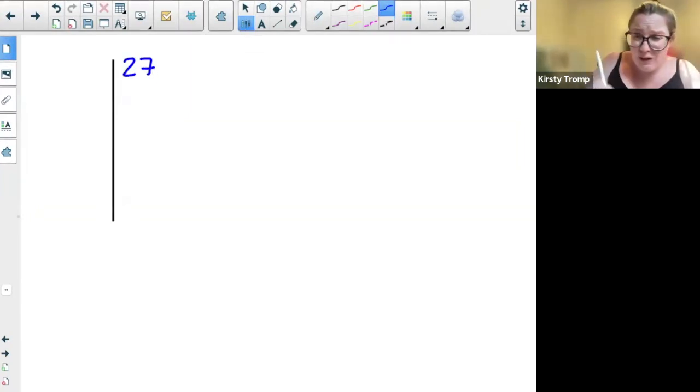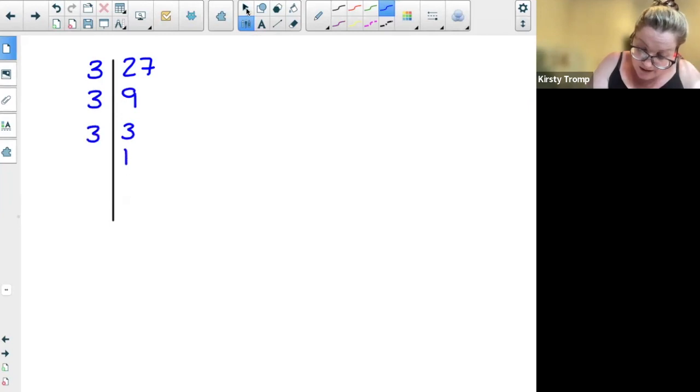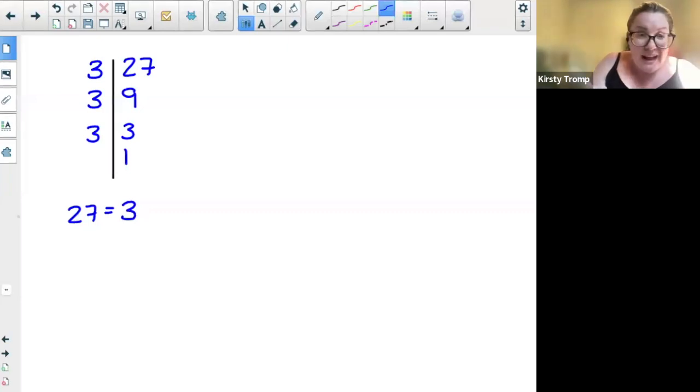27. First prime number is the number 2. 2 can't go into 27, but we know 3 can go into 27. 3 goes into 27, 9 times. 3 goes into 9, 3 times. 3 goes into 3 once. So we can say to ourselves that 27 is equal to 3 to the power of how many times do we see this 3? We see it 1, 2, 3 times. So 3 to the power of 3.